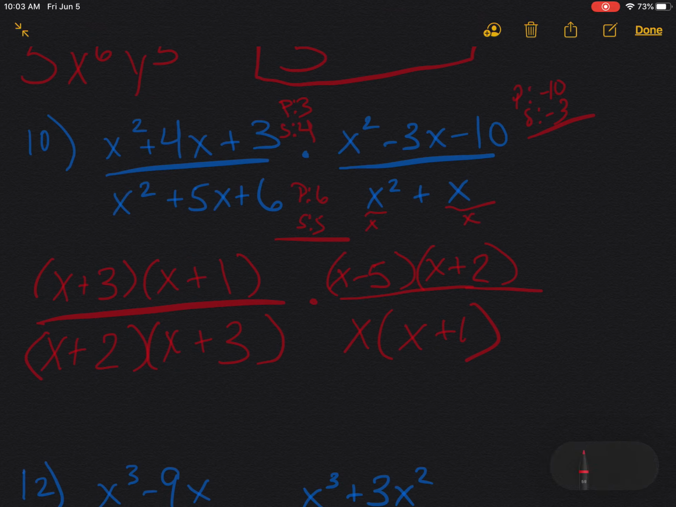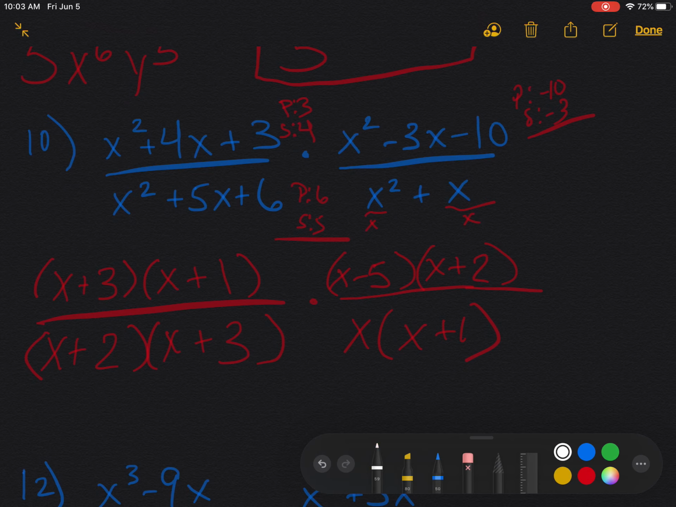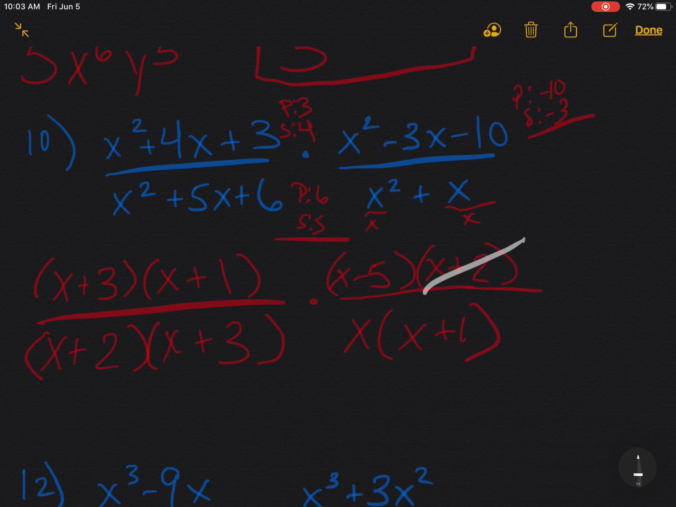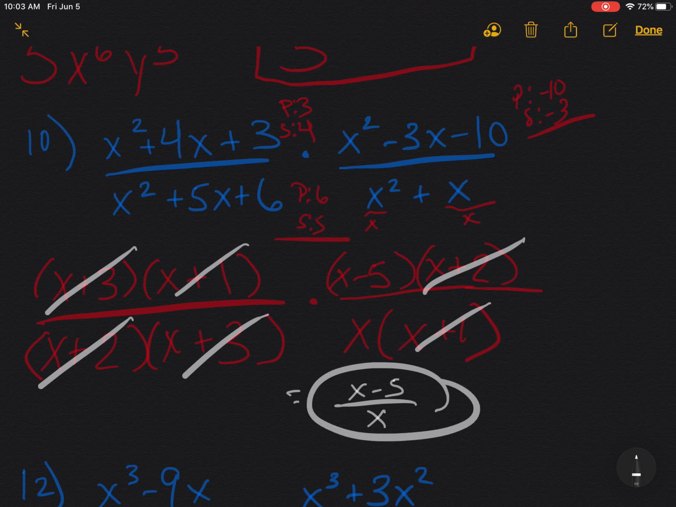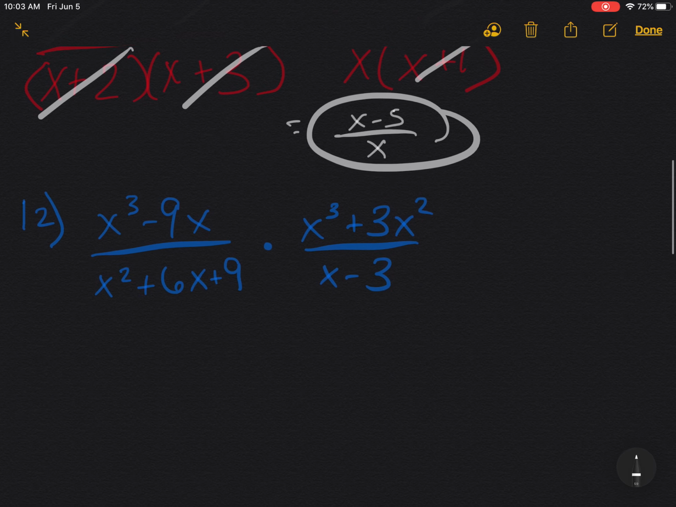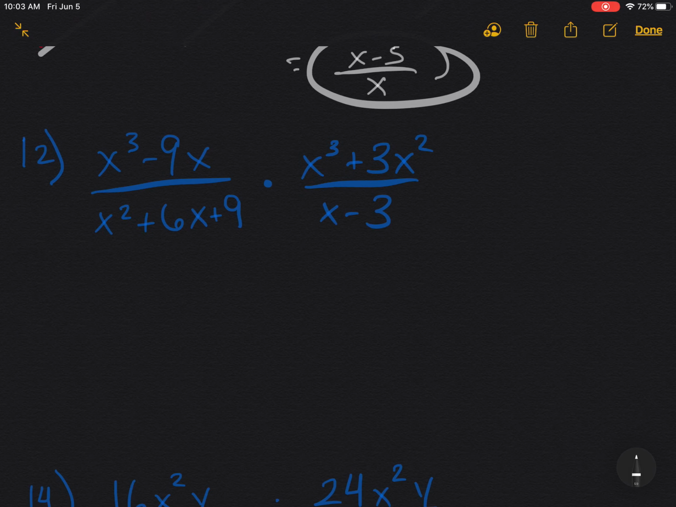All right, now comes the fun part, slashing out. I'm gonna use white this time. Okay, so let's see, what's the same? X plus 2, x plus 3, x plus 1. All right, so we see our final answer right there is x minus 5 over x. And again, don't try to cross those x's out. Common mistake there. All right, moving on to number 12.